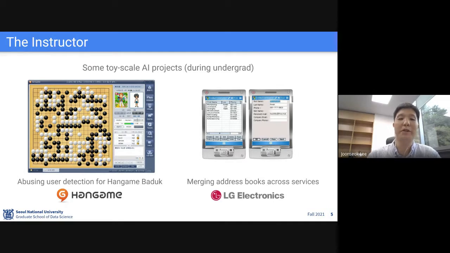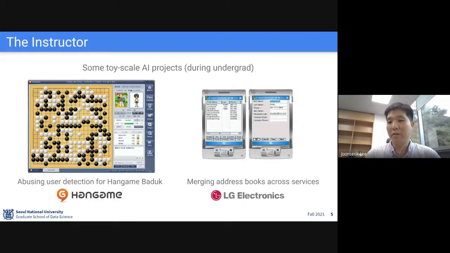So my goal was detecting those abusing users in some automatic way. At that time, everything was done manually by the operation teams. Since I introduced a very basic automated abusing user detection system, that was actually quite impactful. We were able to recall more than 10 times as many abusing users using that automated system.